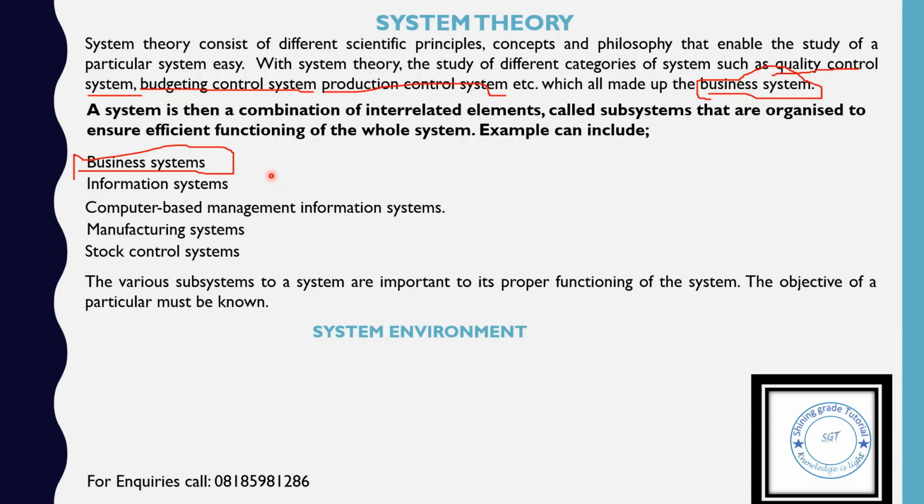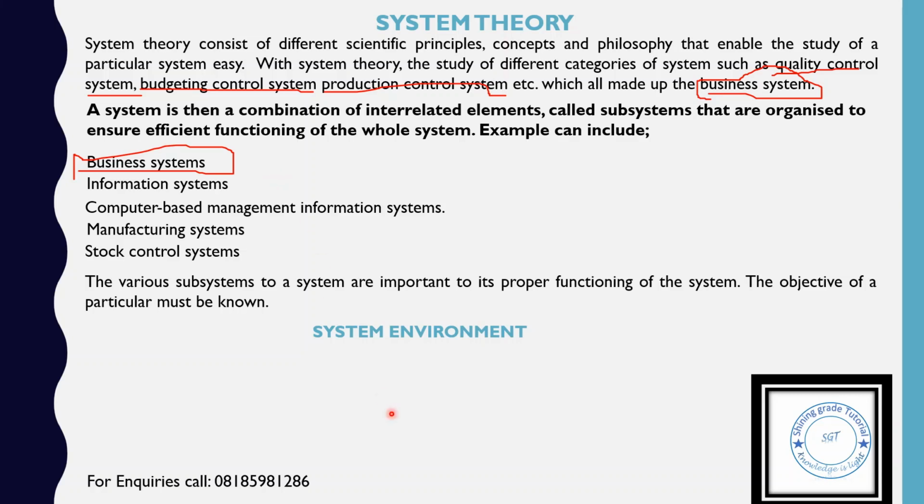And what happened is very key: such an objective must be stated, and how that objective will be achieved must be known. Because once the objective of a system is known, it will be easy to ensure, okay, how can we couple the subsystems together in such a way that we can ensure the proper functioning of the system, so that the aim and objective of the system is easily achieved. All right, so let's talk about system environment.